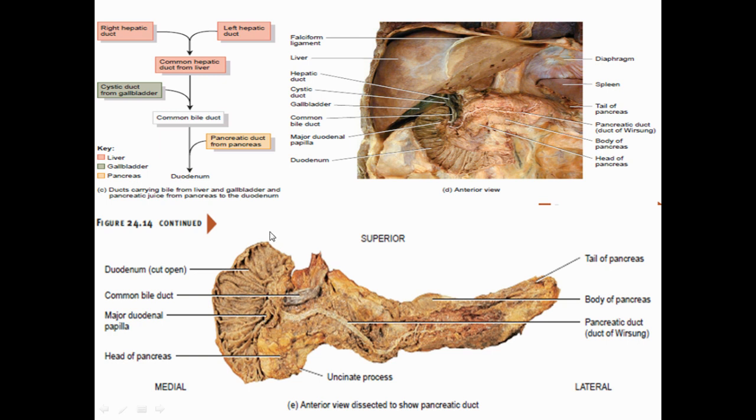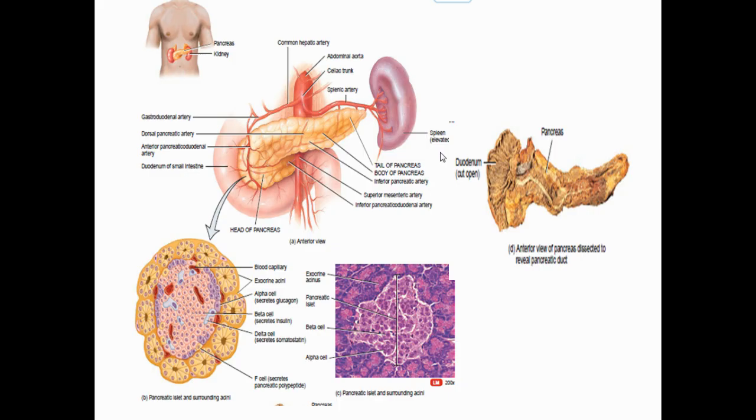Where it receives the hepatopancreatic duct. These are the other regions of it. This is the liver, you can see the liver here. So this is the histological, that is, the anterior view of the liver, pancreas and the duodenum. Now, in this picture, we will see about the different cells of the pancreas.